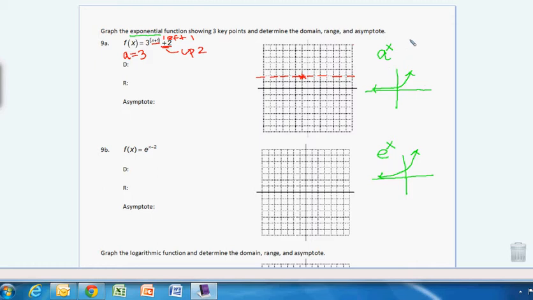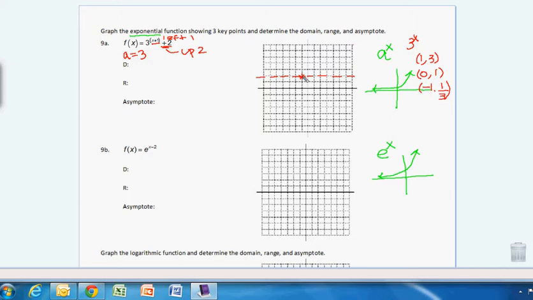Okay, so right now we have 3 to the x. If I was to plug in a 1, 3 to the first is 3, so 1, a. If I was to plug in a 0, 3 to the 0 power will give me 1. And if I was to plug in a negative 1, 3 to the negative 1 will be 1 over 3, it will push it down to 1/3. So 1, a; 0, 1; negative 1, 1 over a.